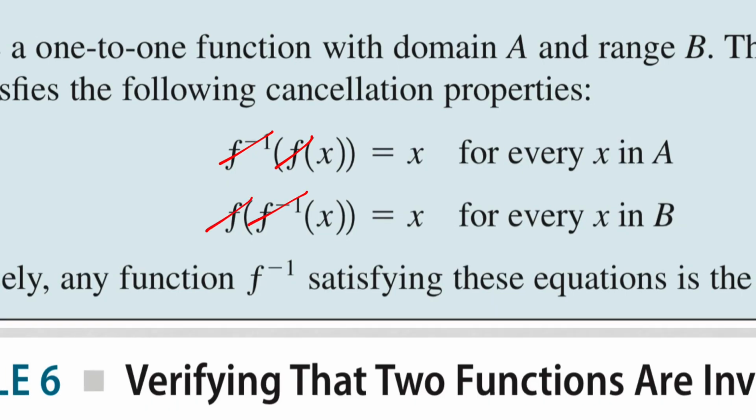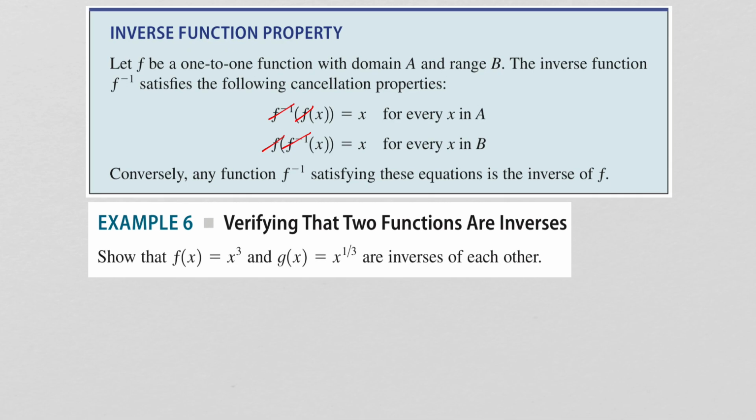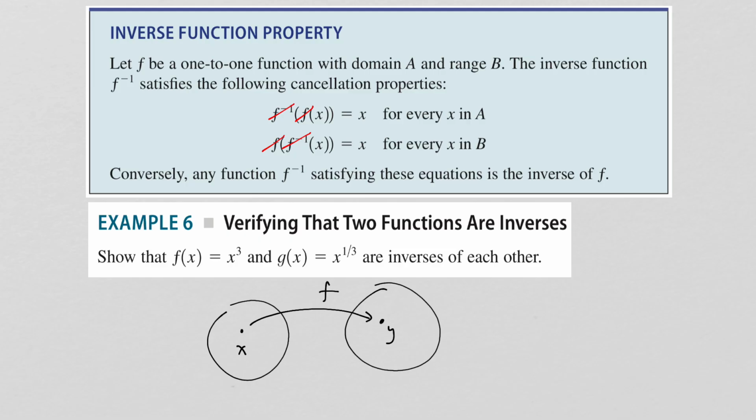And this should make sense, right? If you just think about your diagram, if I have a number x, the function is going to send that to a new number y, and then the inverse function is going to send that number y back to x. So if I apply the inverse function to the original function of x, we are just going to get x, right? In other words, they cancel each other out.